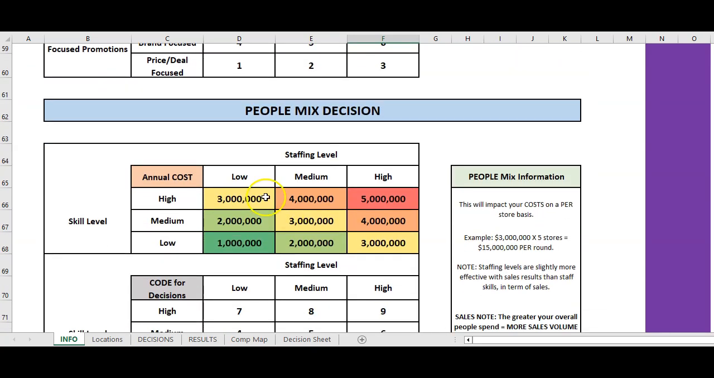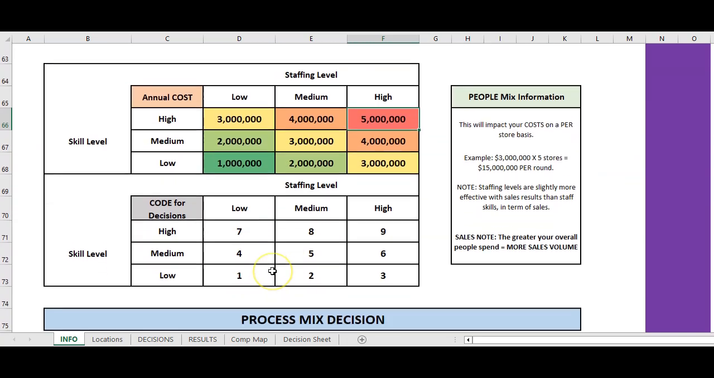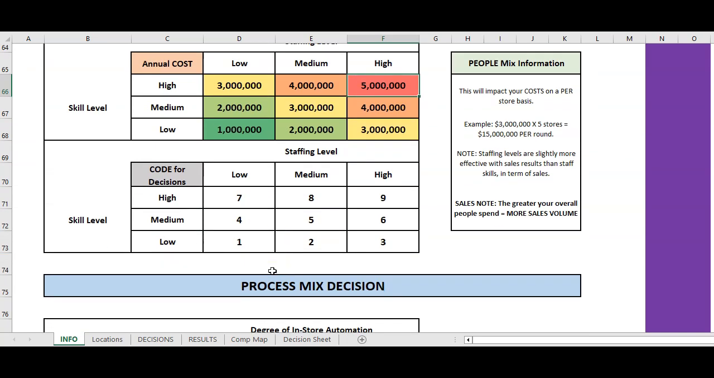Our people mix: staffing levels and skill levels. Again, this is on a per store basis. Up here, we have a lot of staff, very skilled. Our sales will go up, but our costs are also going to go up. So again, we weigh that up. You pick the right number over time and get that right.